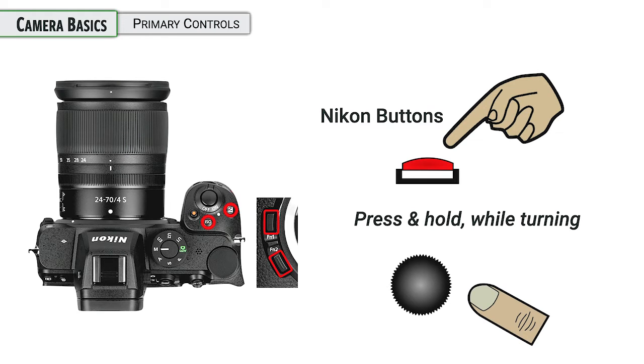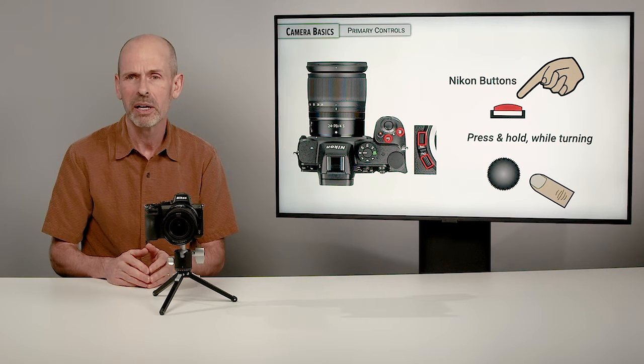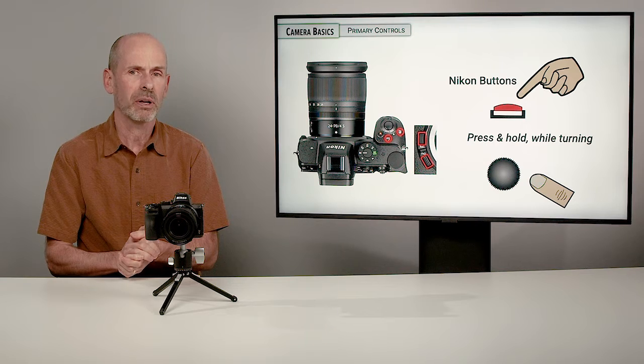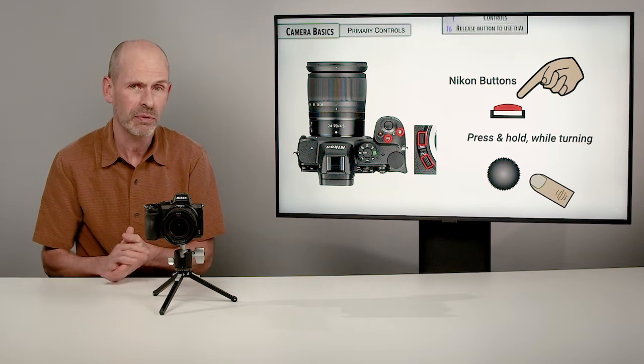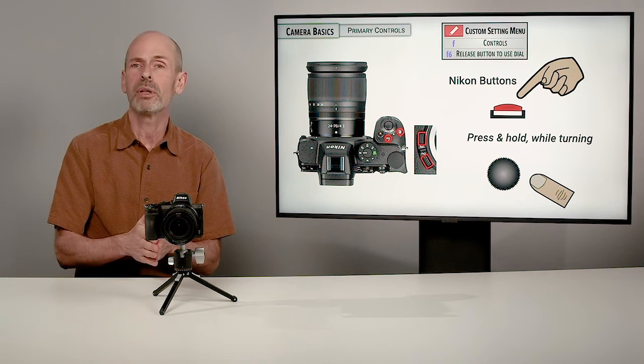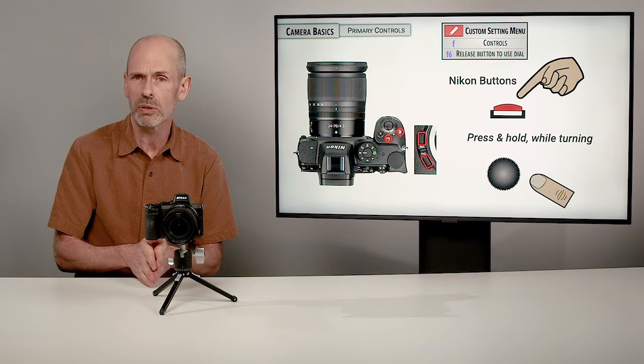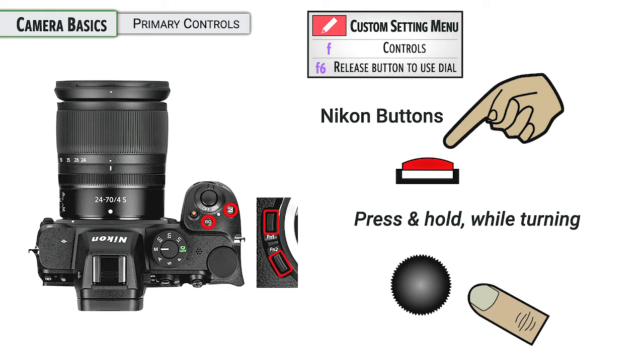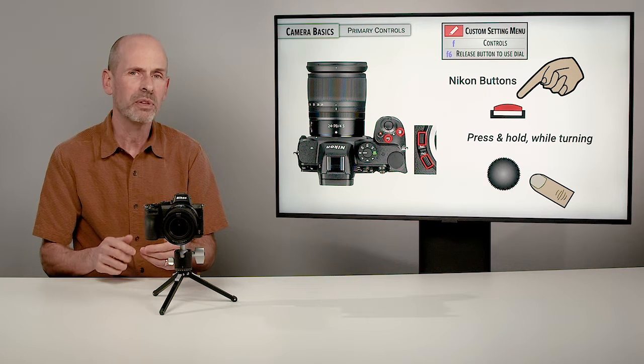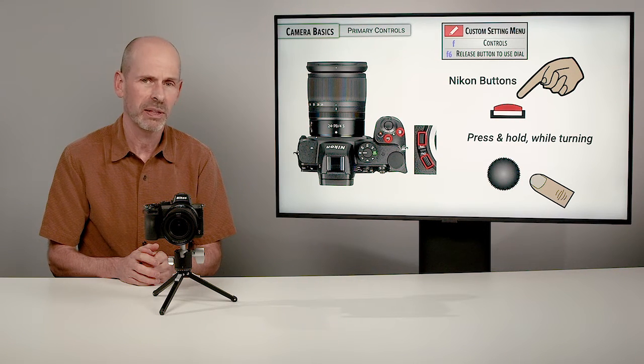And this way you can't just accidentally hit the button and have your camera change modes on you. It's a nice safety protocol, and this can actually be turned off if you want. If you dive into the custom setting menu under controls, under release button to use the dial, you can turn this particular feature off so it works in a different manner where you just press the button and then it stays active and you can make a change with the dial and you don't have to have two fingers working the controls at the exact same time.